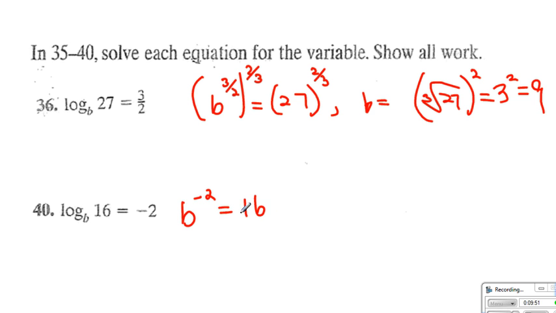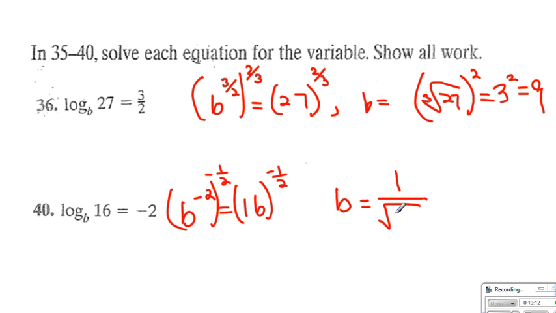In the same way, here we have b to the negative 2 power is equal to 16. Then raising each side by 1 over negative 2, b becomes, because of the negative, the reciprocal of 16, and then the 1/2 power is the square root of 16, therefore we end up getting 1/4.